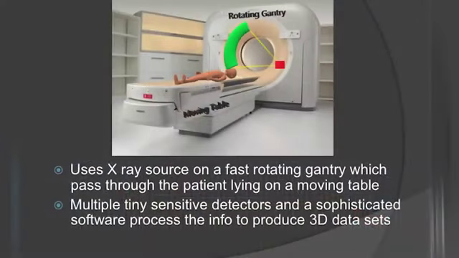For all who have been in a CT scan, this looks very familiar. But for those who haven't been, a CT is like this. Essentially, there's a donut here, which is called the rotating gantry. And then there's a table here, which moves. The patient lies down on this moving table.